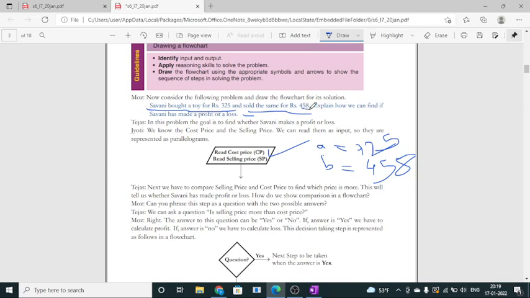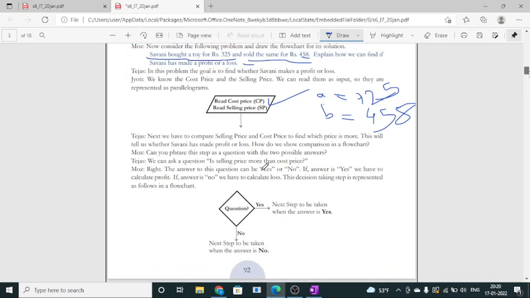So what is the question? Explain how we can find if Savani has made a profit or loss. So simple, if we have to find the sum of two numbers, then there is a plus formula. But when we have to find whether it is a profit or loss, we first have to check what the question asks, then this is a profit. We'll take two variables.